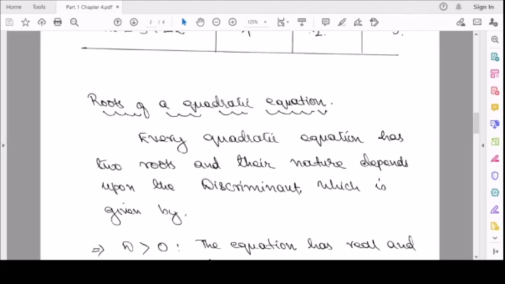How we can find out the roots, or how we can determine the nature of these roots, we'll discuss this. Any quadratic equation should always have 2 roots because of degree 2, and the nature of the roots depends upon the discriminant.